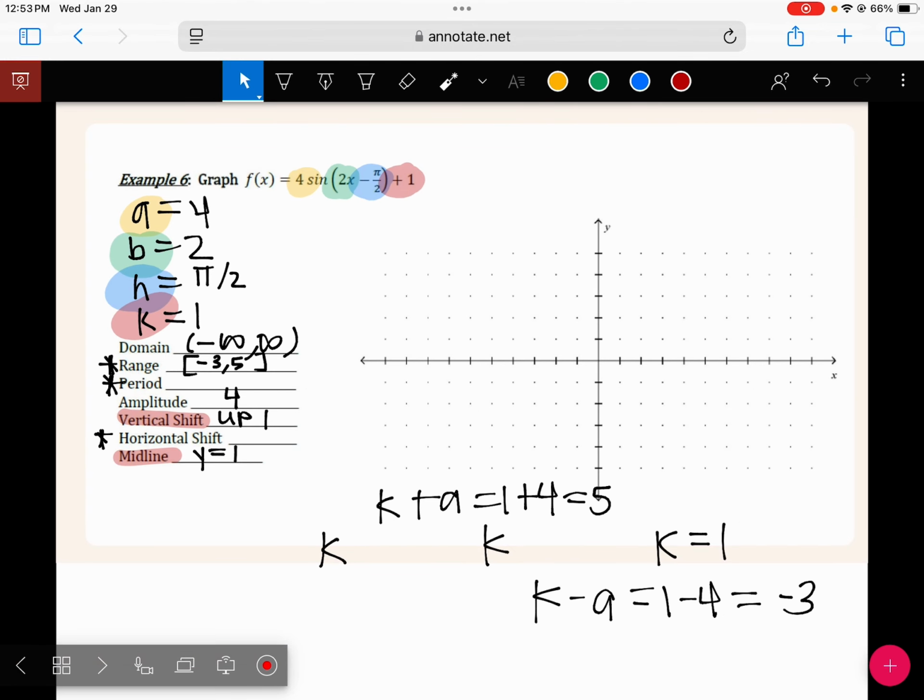Our period is 2 pi over b. So 2 pi over 2, so it's pi.